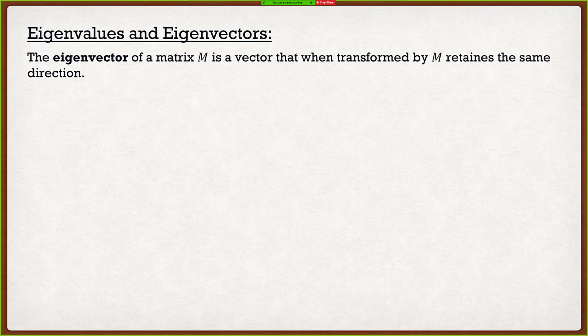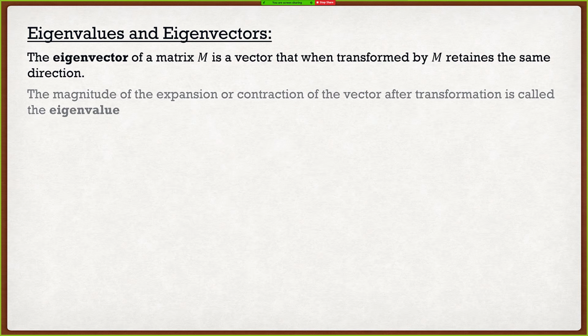So an eigenvector of a matrix M is a vector that, when transformed by M, retains the same direction. And the magnitude of the expansion or contraction of the vector after transformation is called the eigenvalue. So again, it doesn't really mean a lot when you see words. It's better to see some pictures.